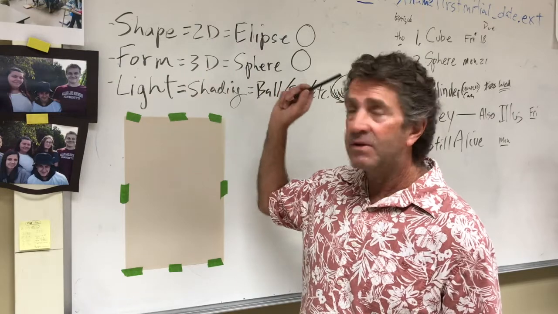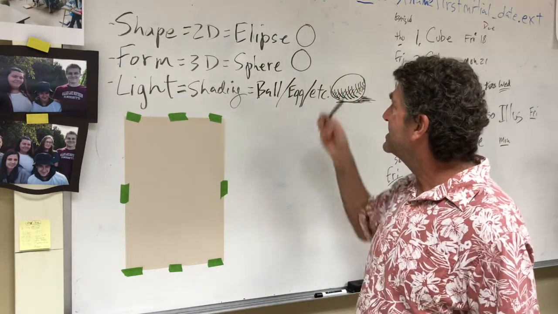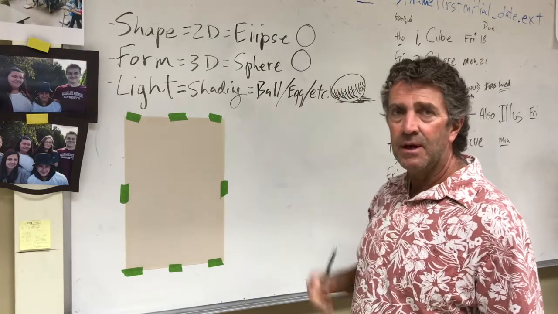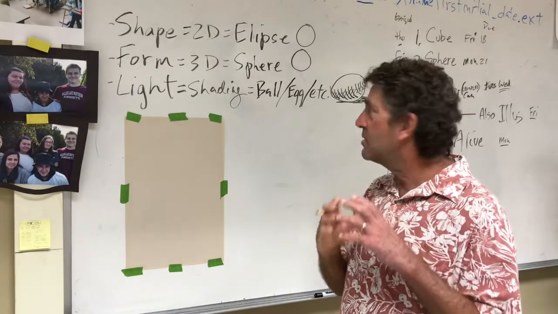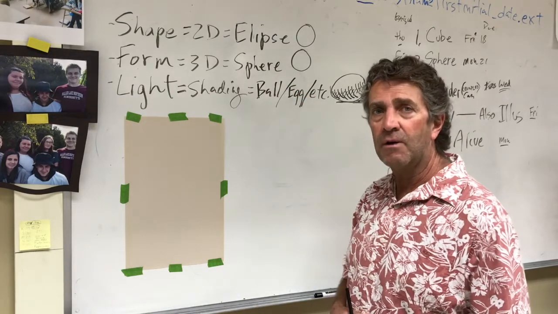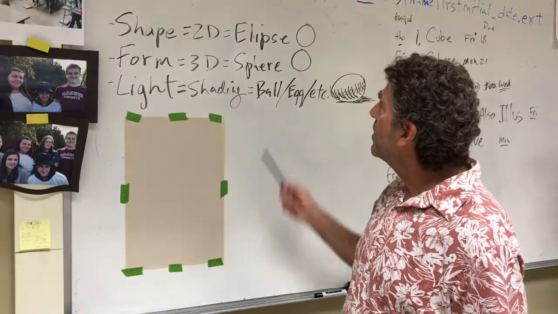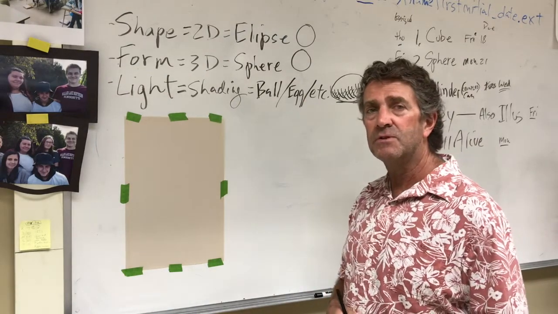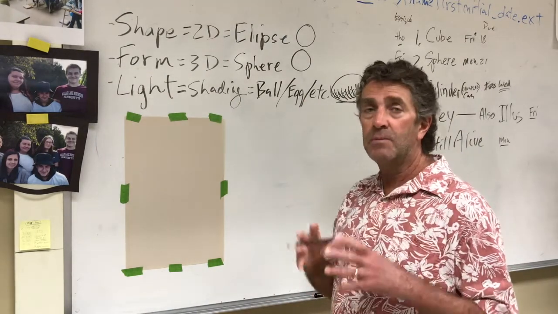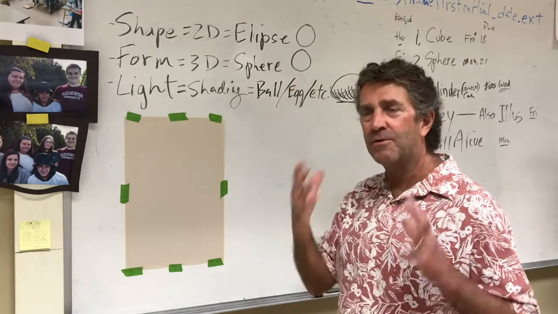The shape of a 2D sphere is actually an ellipse. It could be a perfect circle, it could be an oval, but ellipse is the term that we use in our graphics programs. When we talk about 3D form, we're talking about a sphere. Now, spheres can be oblong, or they can be perfectly circular, I guess, or equilateral.